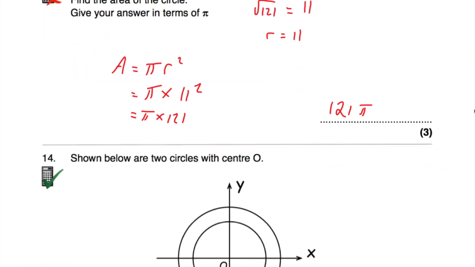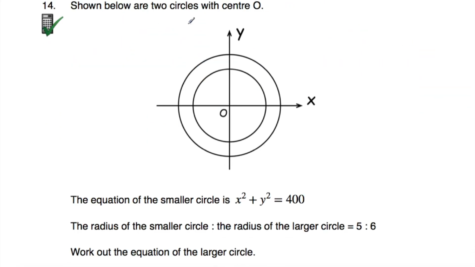Okay, question number 14. Question number 14 says, shown below are two circles with centre O. So we've got these two circles with centre O. So there's the centre O, the origin, 0, 0. And we've got our first circle and our second circle. And the question says, the equation of the smaller circle is x squared plus y squared equals 400. So the equation of this smaller circle is x squared plus y squared is equal to 400.